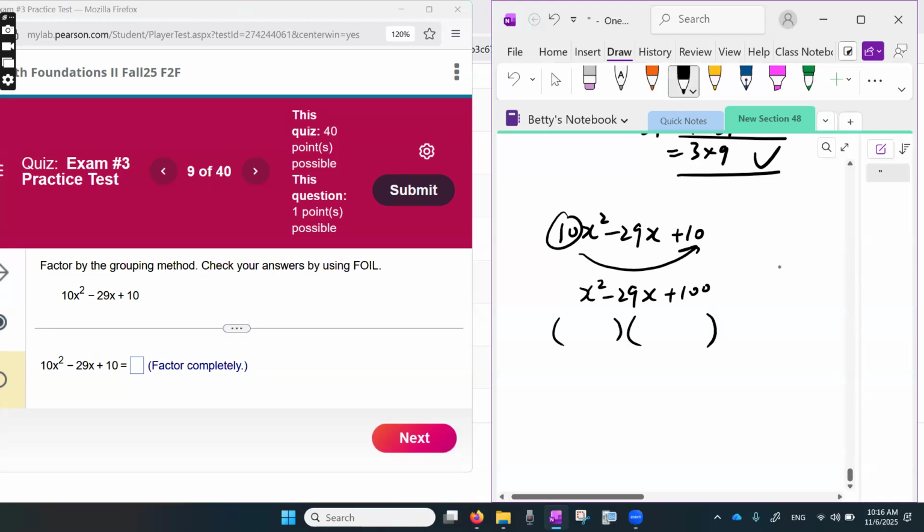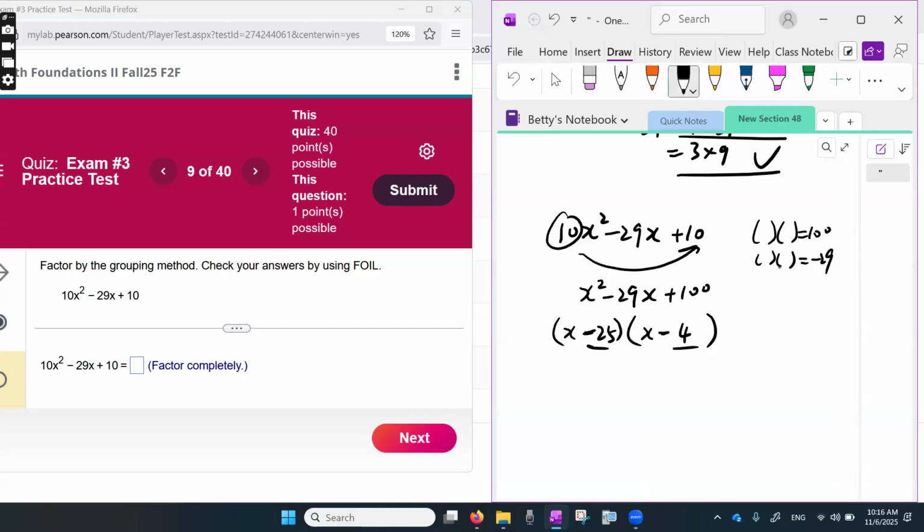Can we factor this trinomial by the shortcut method? Yes, because the two integers multiply to 100 and add up to negative 29. The two numbers are going to be both negative, okay? Which two negative numbers? Negative 25 and negative 4. Negative 25 and negative 4 multiply to positive 100 and add up to negative 29.